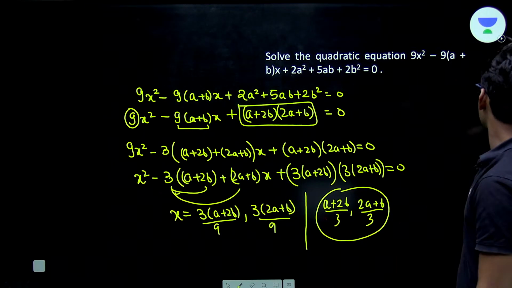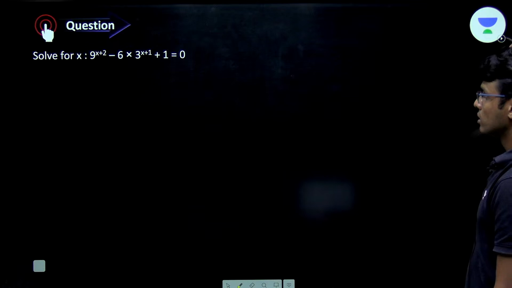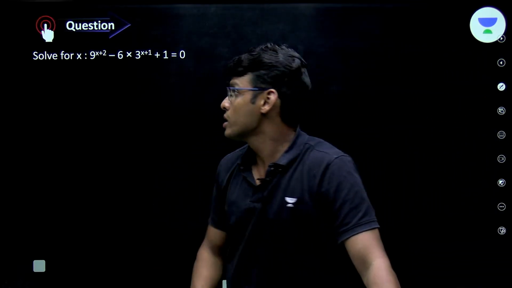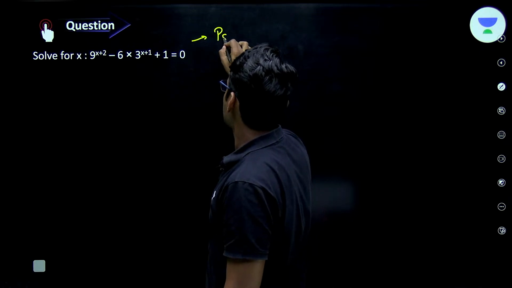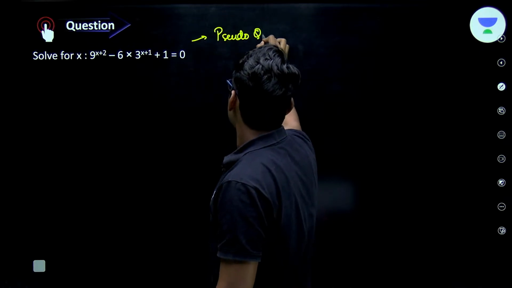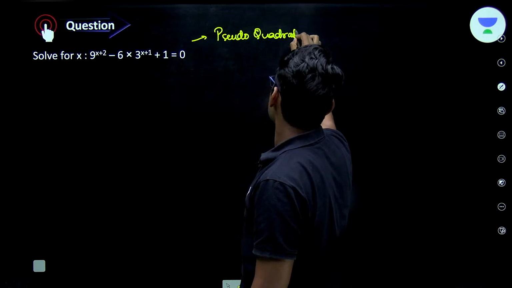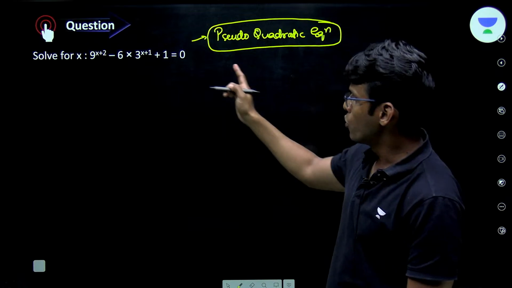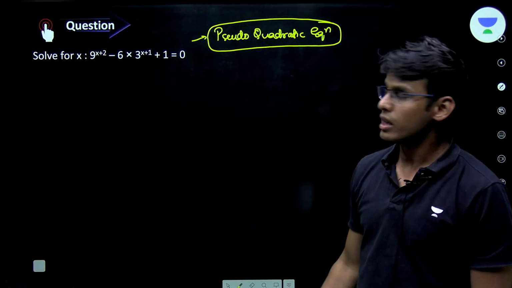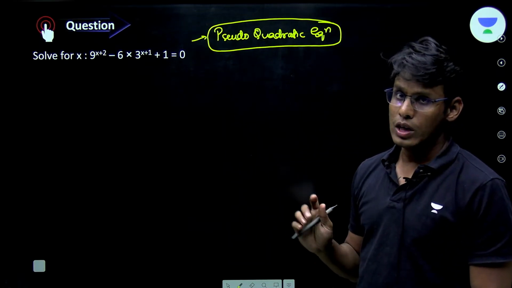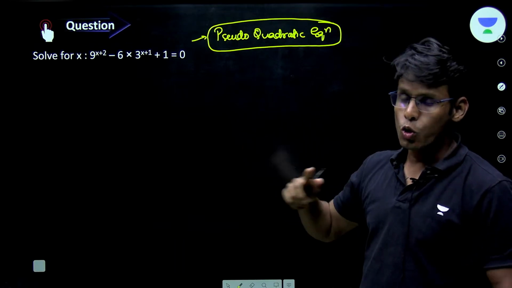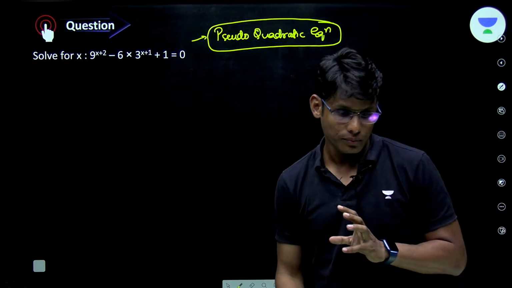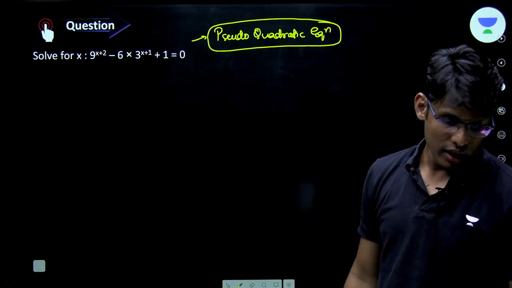Done? Perfect. Now let's solve it. So this is what I was saying when I told you, pseudo-quadratic equation. In a pseudo-quadratic equation, you factorize, but before factorizing, you make some substitution through which you get a quadratic.